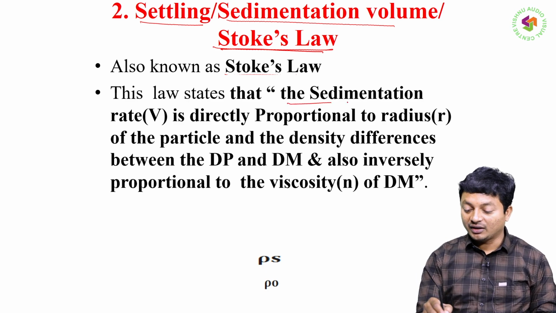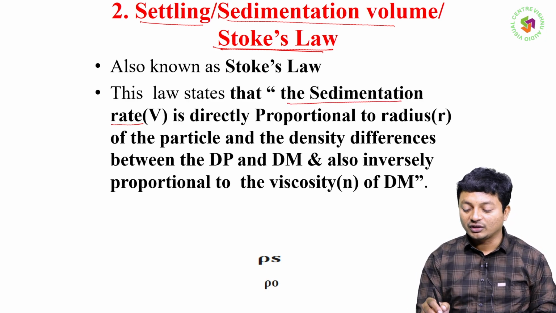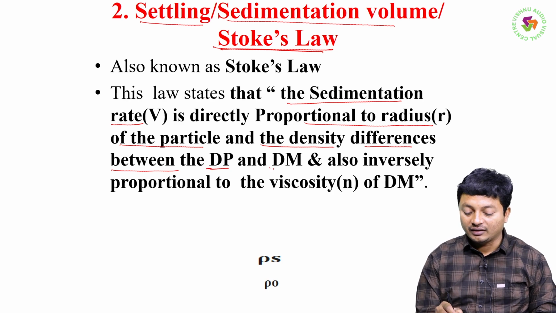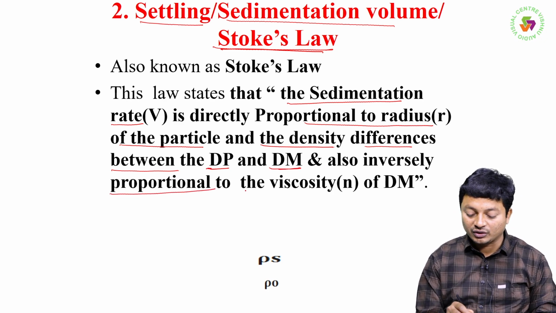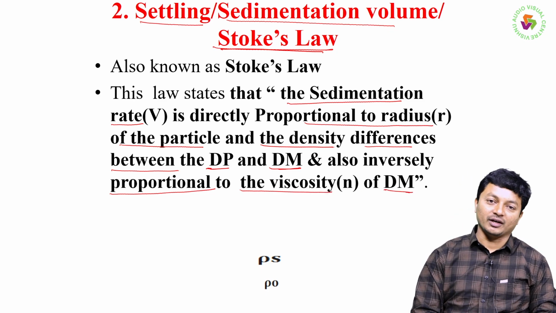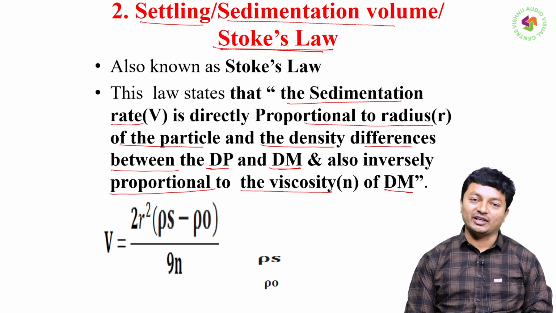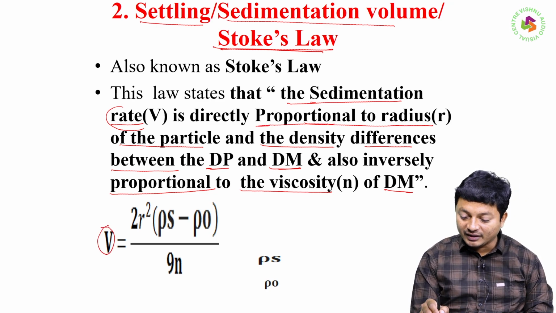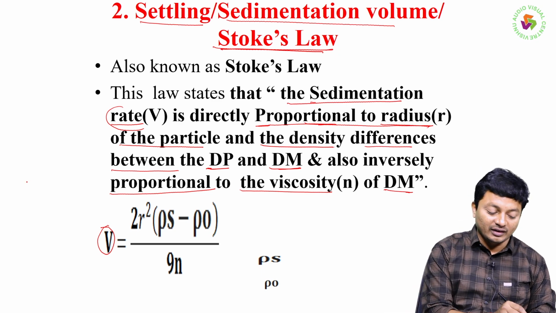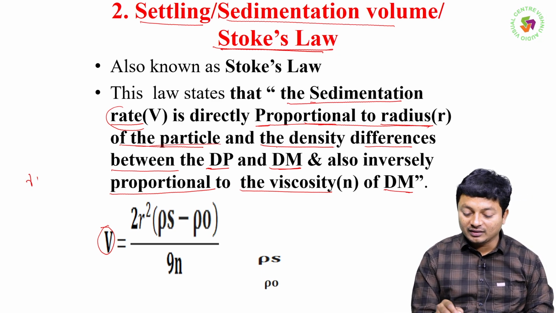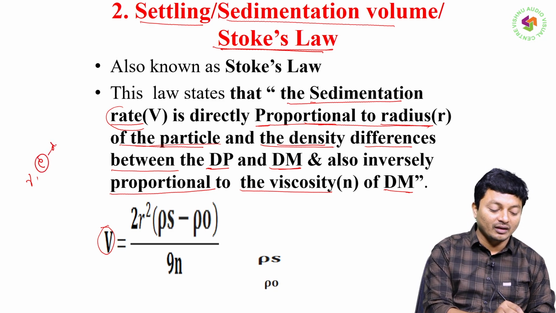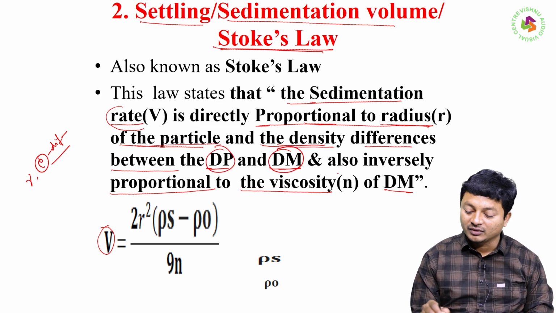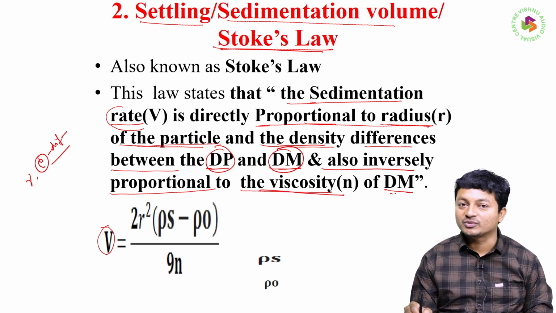This law states that the sedimentation rate V is directly proportional to the radius of the particle and the density difference between the dispersion phase and the dispersion medium, and also inversely proportional to the viscosity of the dispersion medium. This is a very simple statement: the sedimentation rate V is directly proportional to the radius, the first factor, and the density difference between dispersion phase and dispersion medium, and inversely proportional to the viscosity of the dispersion medium.